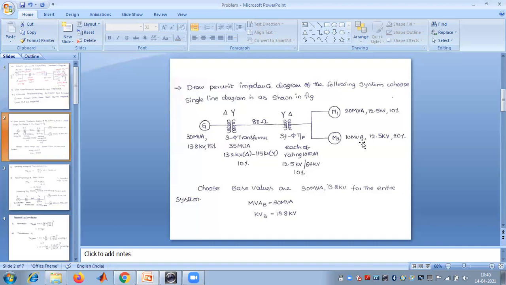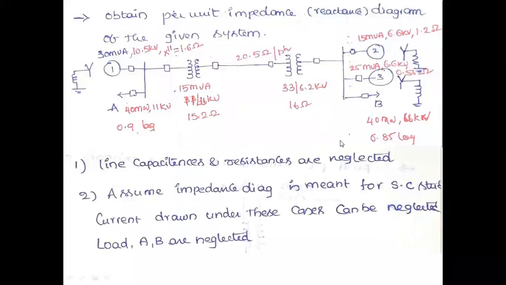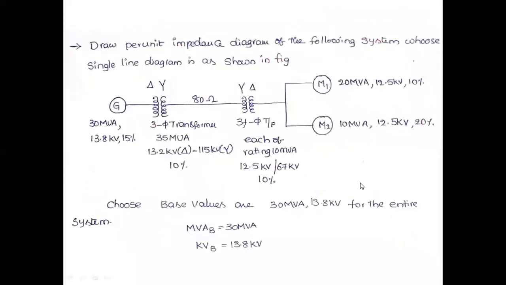Now this is the problem I have given you, or what we started in the last class. Draw the per unit impedance diagram of the following system whose single line diagram is as shown in the figure. Right, now this is the case. So draw the per unit impedance diagram for the power system whose single line diagram is given like this, right?